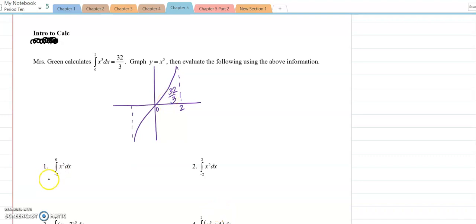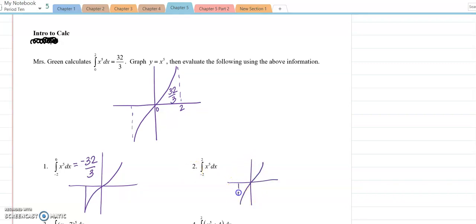All right, number 1, we want the integral from -2 to 0. So that represents this region down here. And because it is below the x-axis, we know that it should have the exact same area except just be negative. Number 2, this time you're integrating all the way from -2 to +2. So here's the -32/3 plus 32/3, and so that should make a change in area of 0.